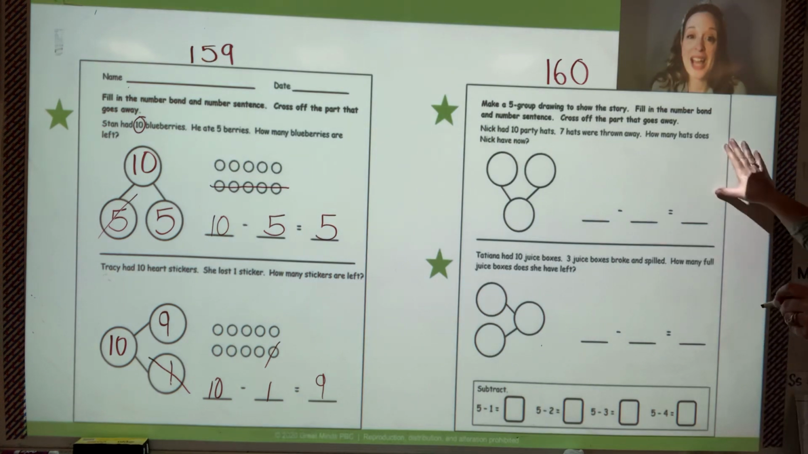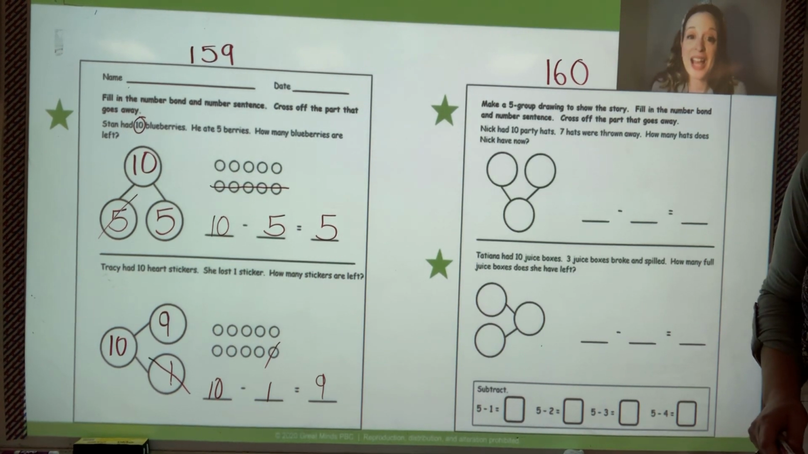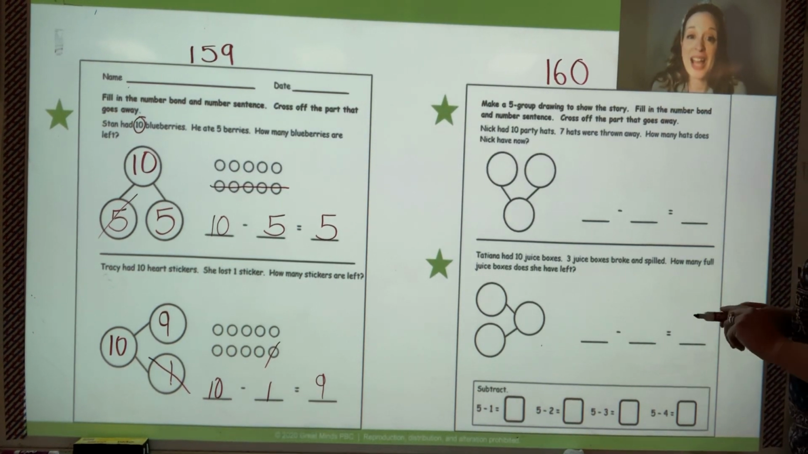Okay, now let's turn our paper to the back. We're going to take a look at this top story problem and do this together. Make a 5-group drawing to show the story. Fill in the number bond and number sentence. Cross off the part that goes away. Nick had 10 party hats. 7 hats were thrown away. How many hats does Nick have now?